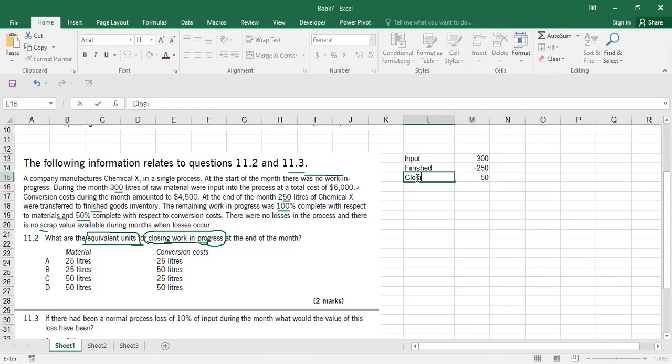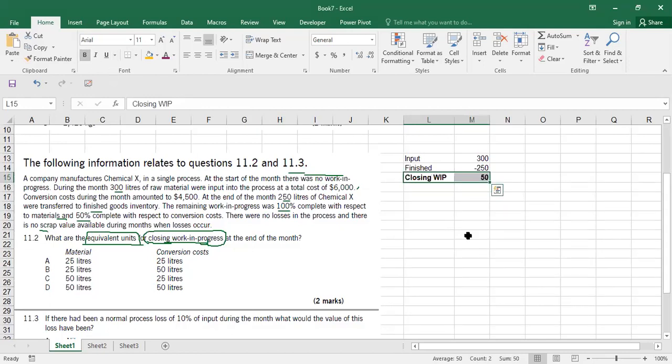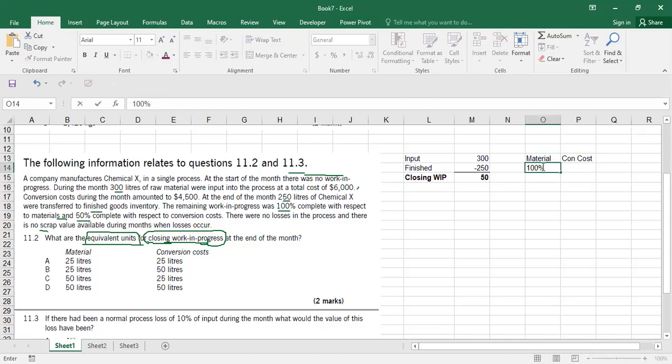So your closing work in progress is 50 units, but these 50 units are not all complete. We call them closing work in progress. It means that they are not all complete. And we need to find out their degree of completion. The remaining work in progress was 100% complete with respect to material and 50% complete with respect to conversion cost. With respect to material, they are 100% finished. With respect to conversion cost, they are only 50% finished.